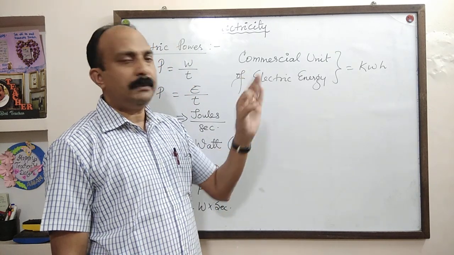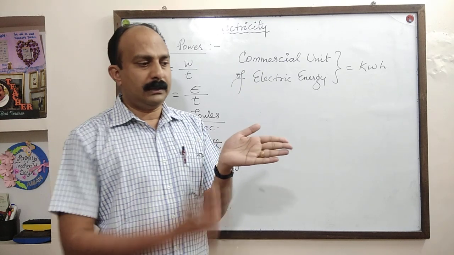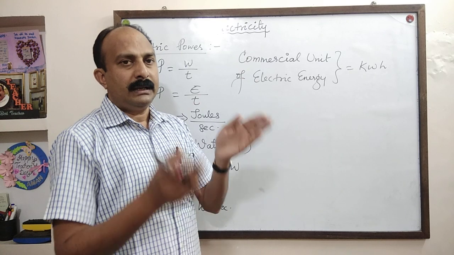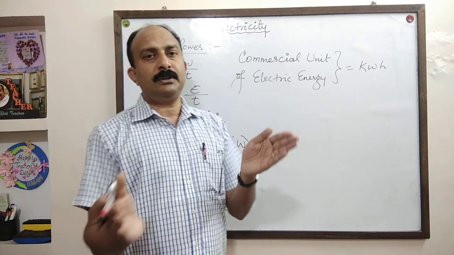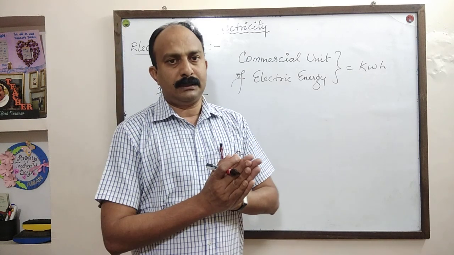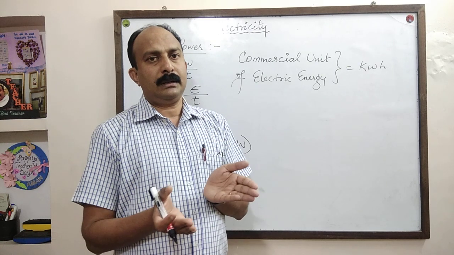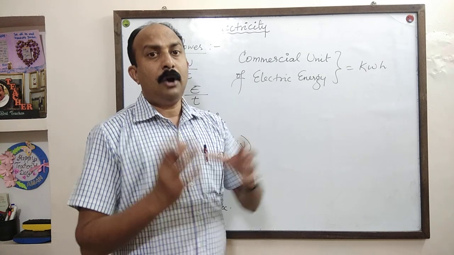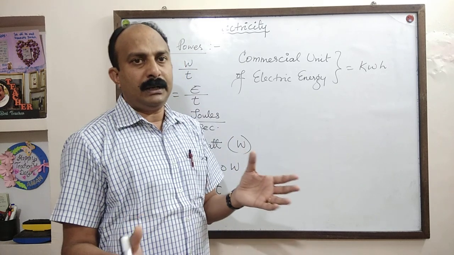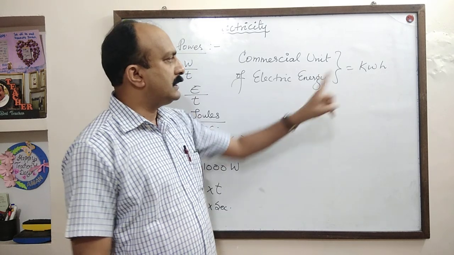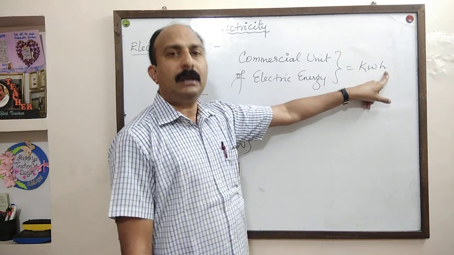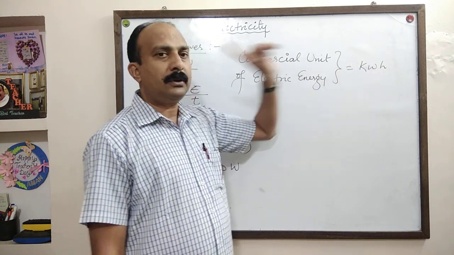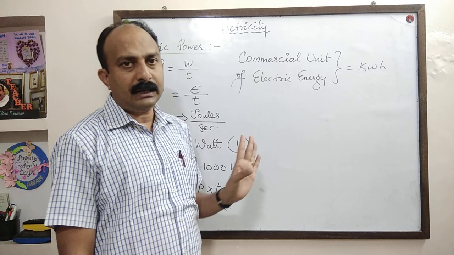When the electric meter reader comes and gives you the electricity bill of a month, we simply say this many units is the consumption of electricity for this particular month. So in common language, when we use the word unit, how many units of electricity is consumed in a month, it really means that much of kilowatt hour is consumed. So kilowatt hour is the commercial unit of electricity.